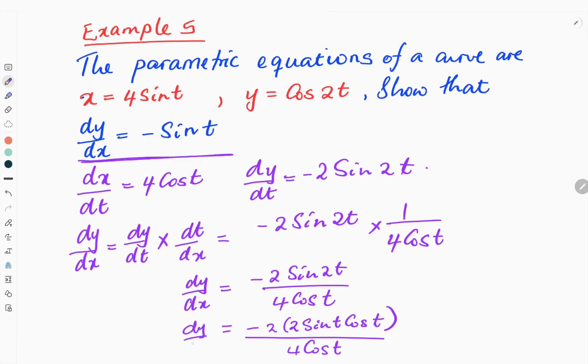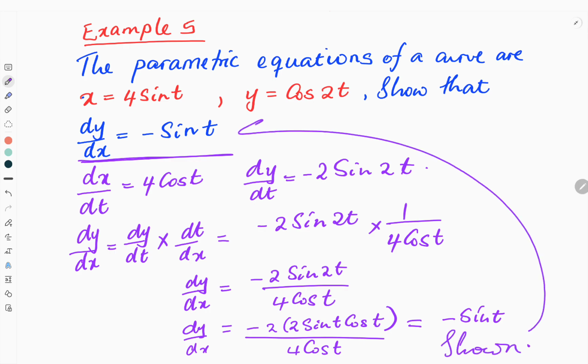So the dy/dx is equal to that. And this can be simplified further: you cancel out the 4 and the cos t, then you're just left with a negative sine t. And that's what we write as shown. And we have shown that the dy/dx is equal to negative sine t. And that's how you do your derivative of the parametric equations.